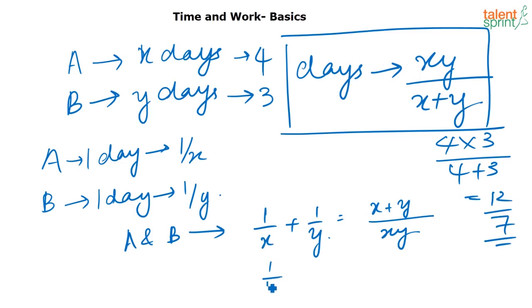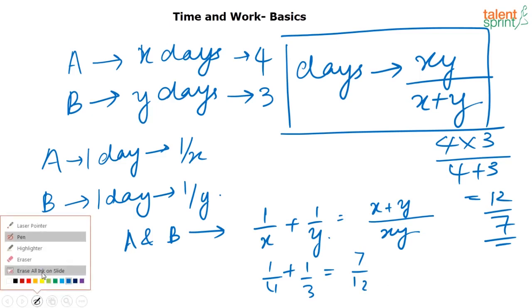If you substitute here also, you get the same answer, 1 by 4 plus 1 by 3. When you do, actually you will get 7 by 12. So reciprocal of that will be 12 by 7. Okay, so this is one very basic type that can come from time and work.